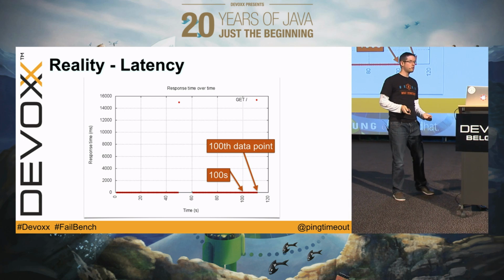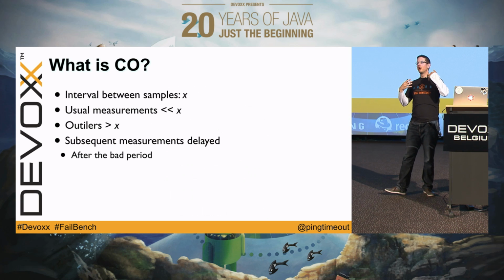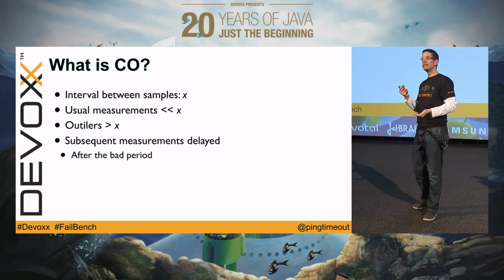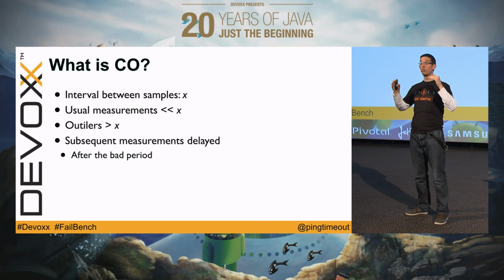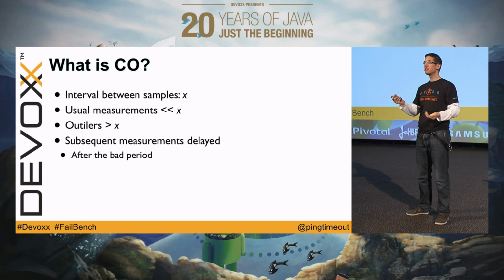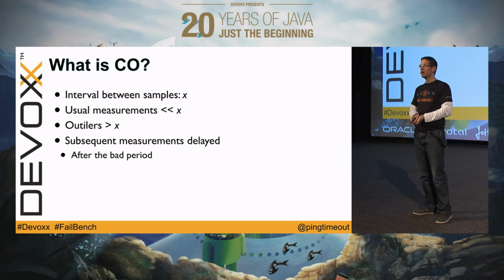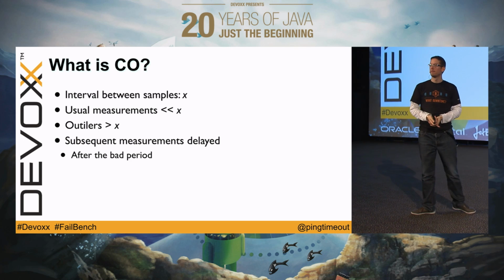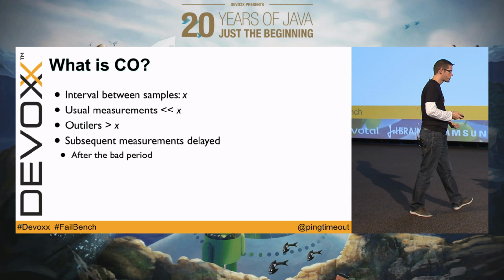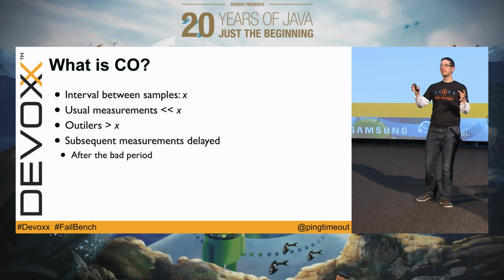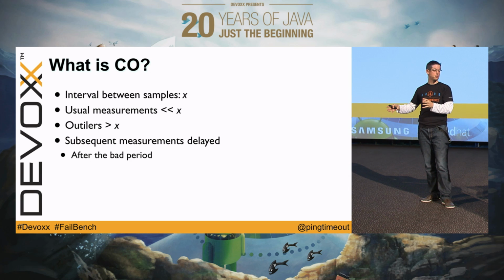So what is coordinated omission exactly? Well, it's when I execute my request in a synchronous fashion, and usually my latencies are way under my interval between my threads, but somehow, at some point, I have outliers that are above my interval. And the effect is that it pushes the subsequent request after the bad period.